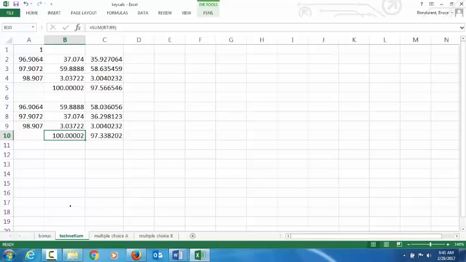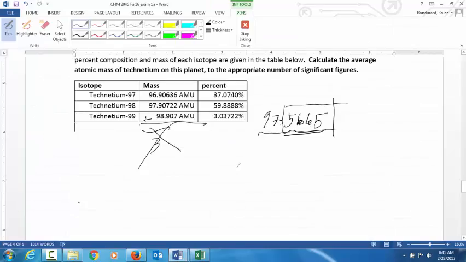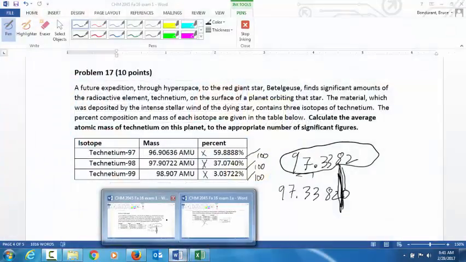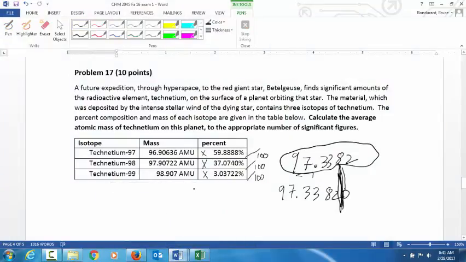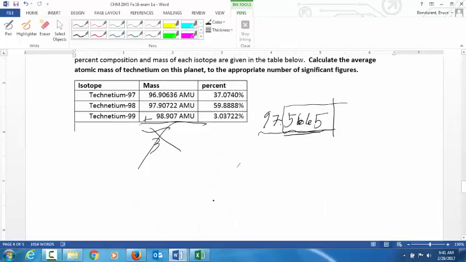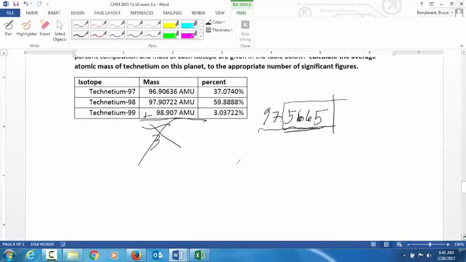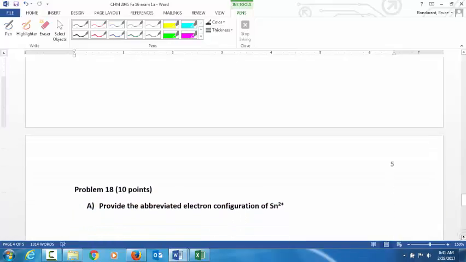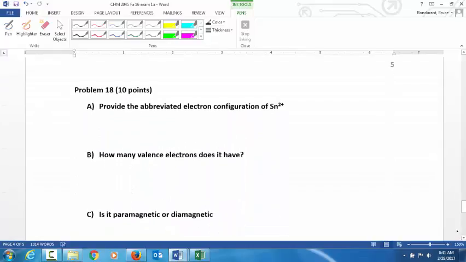The next calculation, and I'll go ahead and start with this exam since I started the other one with the other problem, is the tin. In the different exams, I had two values for tin, and a couple of questions. Provide an abbreviated electron configuration for tin 2 plus, how many valence electrons does it have, and is it paramagnetic or diamagnetic?